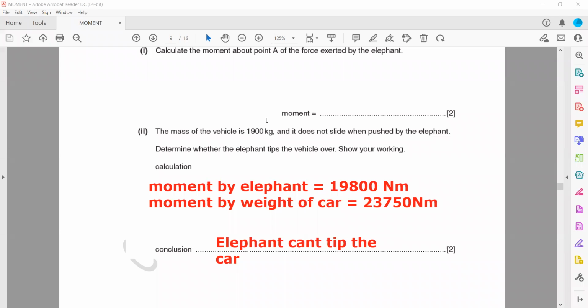Is it clear, this part, how I worked out that the elephant cannot topple or roll over this vehicle? The turning effect of the weight of the vehicle is causing a greater moment as compared to the turning effect due to the elephant. The elephant was causing only a moment of 19,800, but the weight is causing a greater turning effect. So that will make it stable.